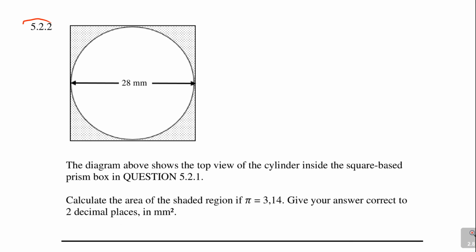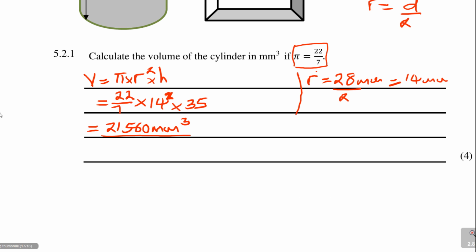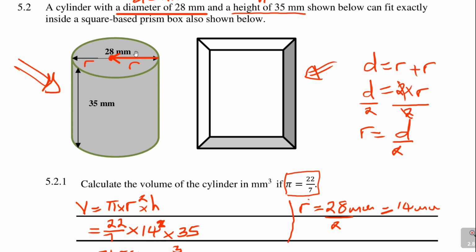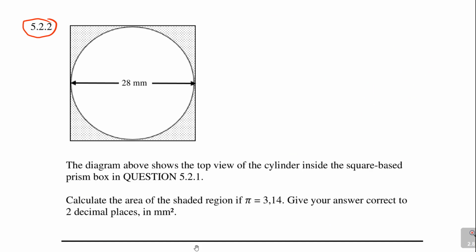So 5.2.2, I think you remember this 28, it's still more like this 28 here. So what are they saying? They are saying the diagram below shows the top view of the cylinder inside the square-based prism box in question 5.2.1. They are continuing that. Calculate the area in the shaded region if pi is that. Give your answer correct to 2 decimal places.